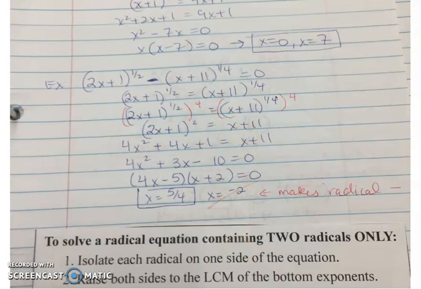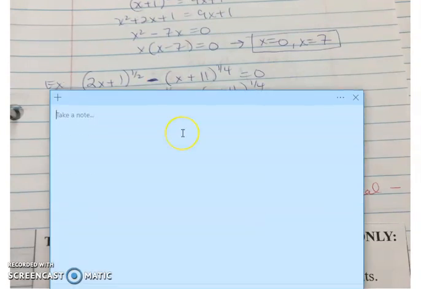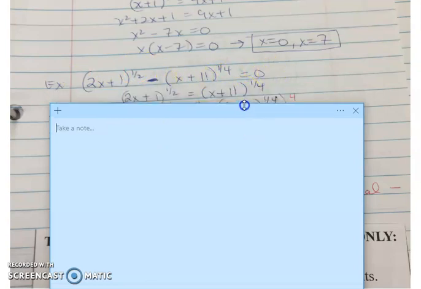For the next example, example 2, we have (2x+1) to the 1/2 minus (x+11) to the 1/4 equals 0. Please remember this 2 at the bottom means that this is going to be a square root symbol, and this is going to be a fourth root symbol. Okay, so these are two radicals even though they don't look like it with these fractional exponents. We're going to move this one to the opposite side so that it looks like this now.